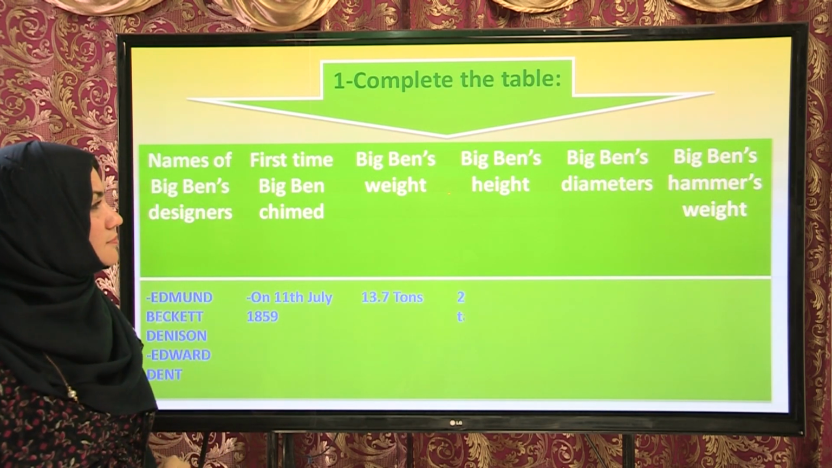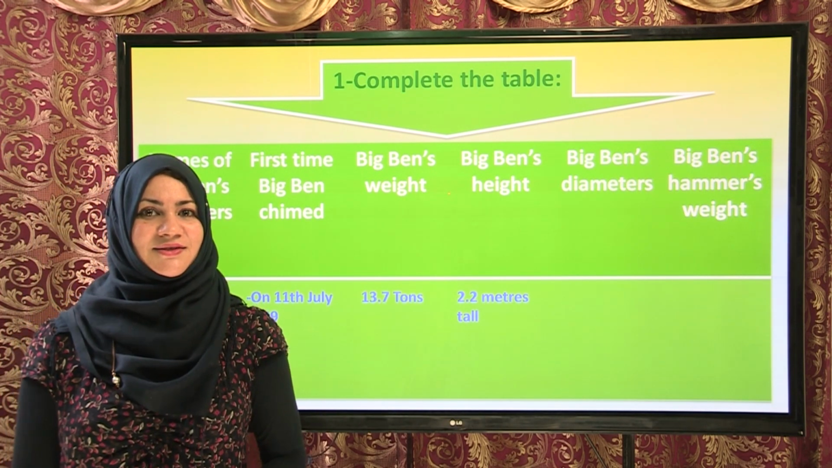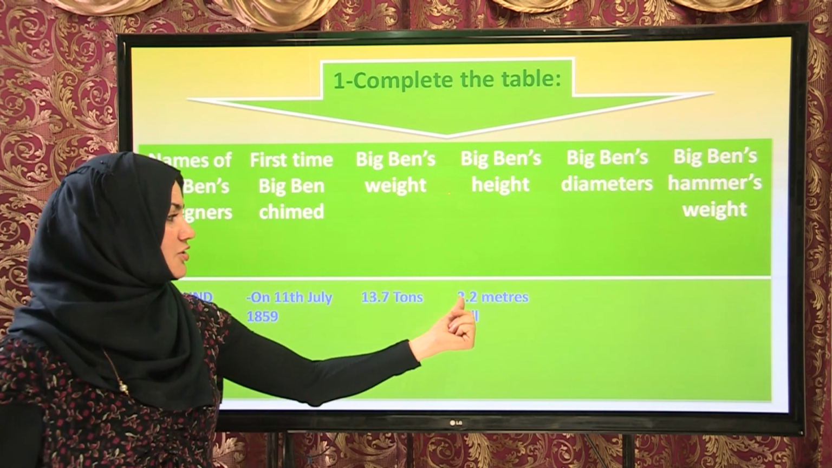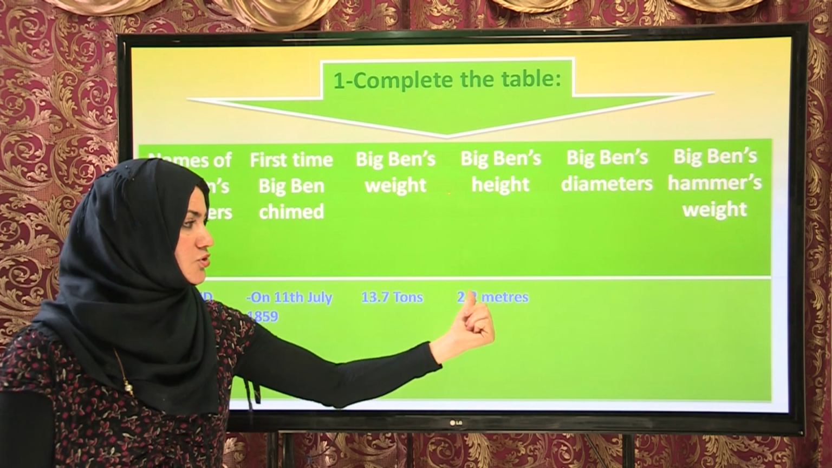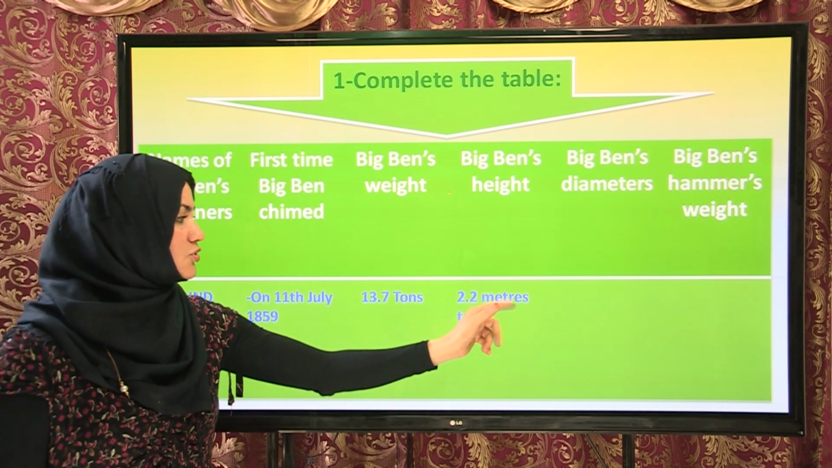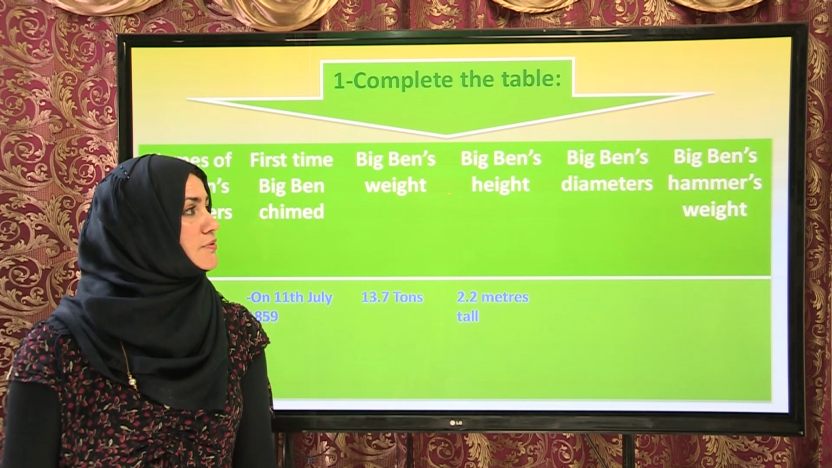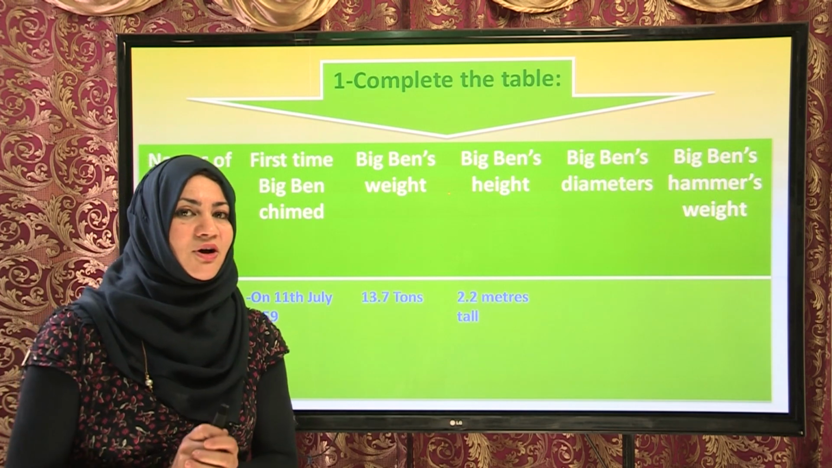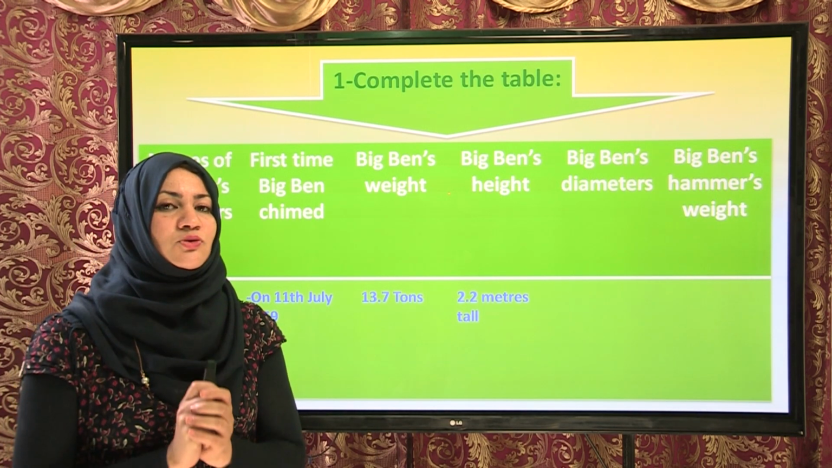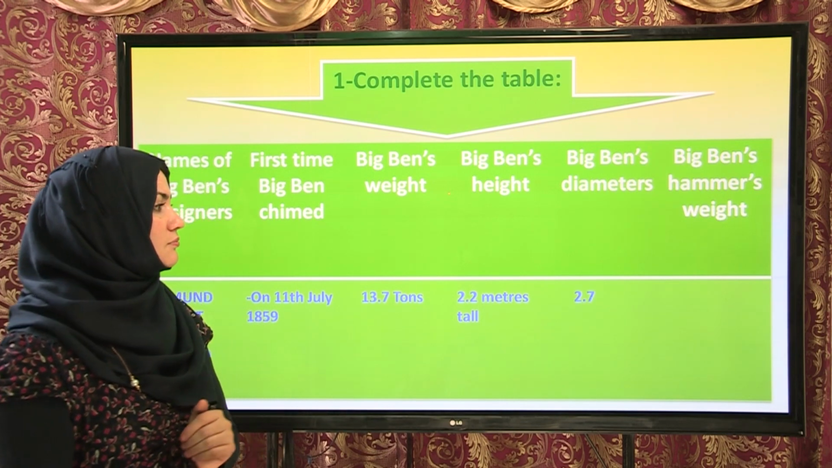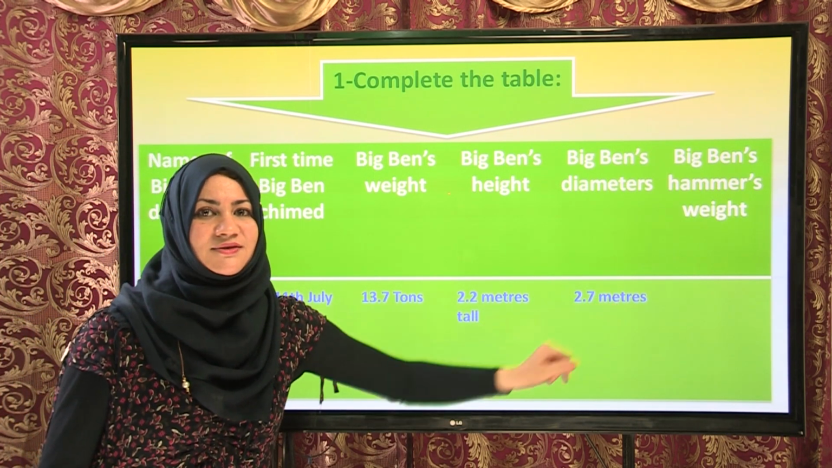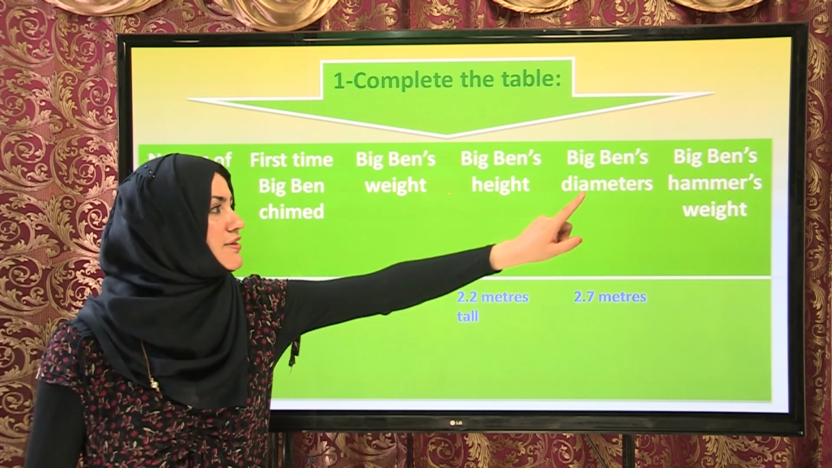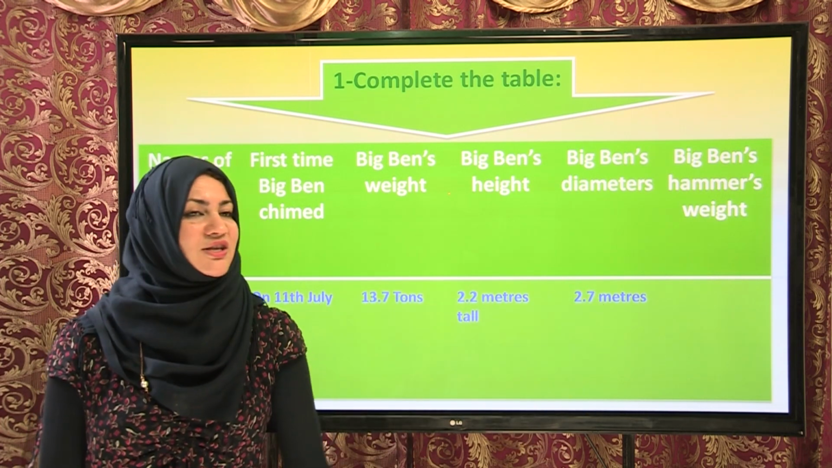The next one, Big Ben's height. It stands, of course, as the text said, very good, 2 meters tall. It stands 2 meters tall. The next point, we have Big Ben's diameter. What do you think about the diameter of Big Ben? Yes, good. 2.7 meters. So the diameter of Big Ben is 2.7 meters.